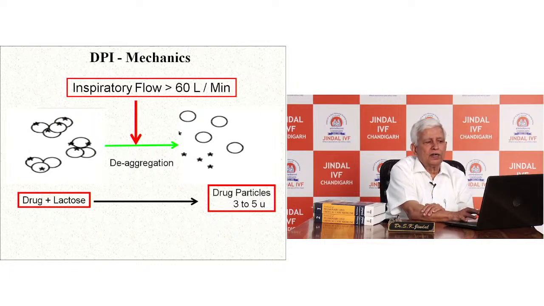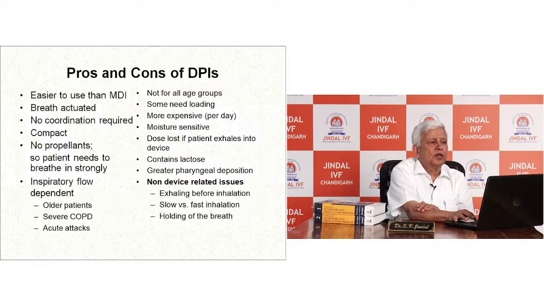Generally they require a little higher inspiratory flow rate. I think that is one disadvantage, because the deaggregation of these particles, as you can see here, would occur only with an inspiratory flow of about 60 liters per minute or so, you see. The DPIs are easier to use than MDIs. They are breath actuated, no coordination is required, they are compact, and no problems. But they are inspiratory flow dependent, so they may not be useful in older patients, in severe disease, in severe COPD or in acute attacks.